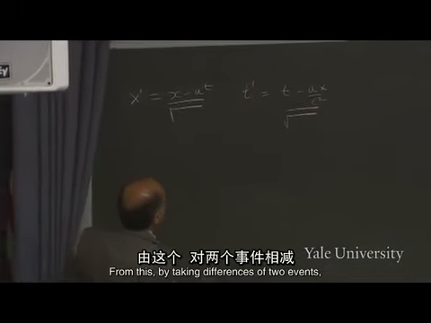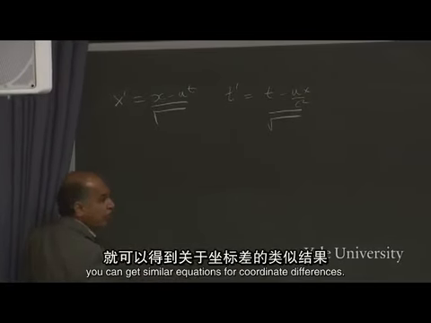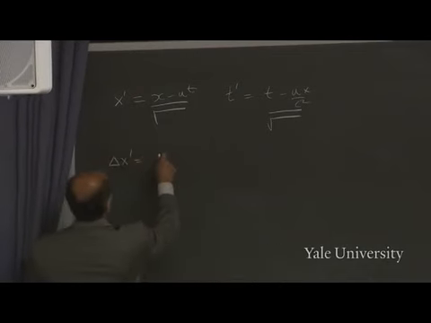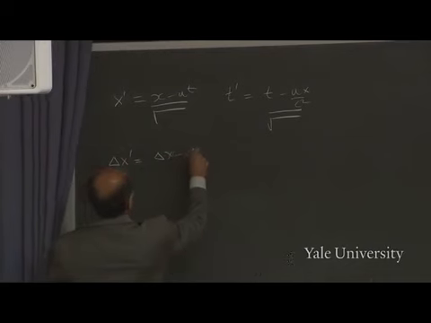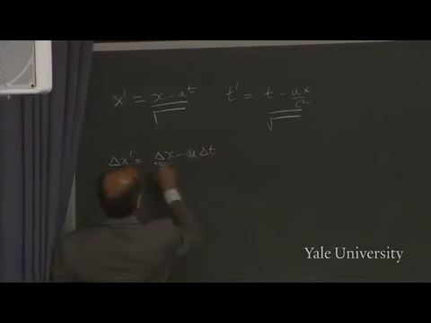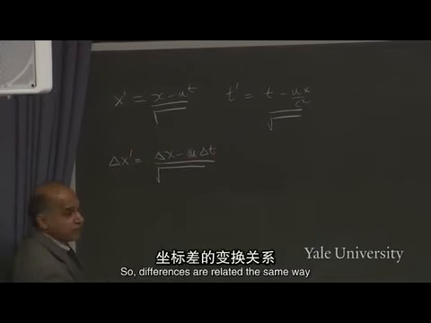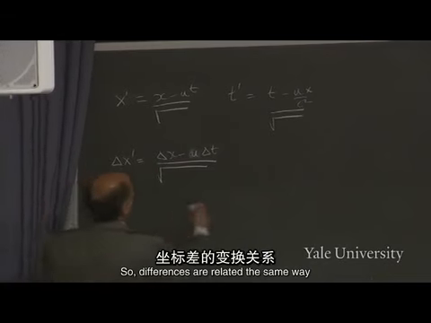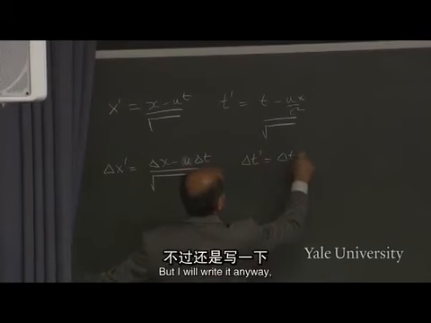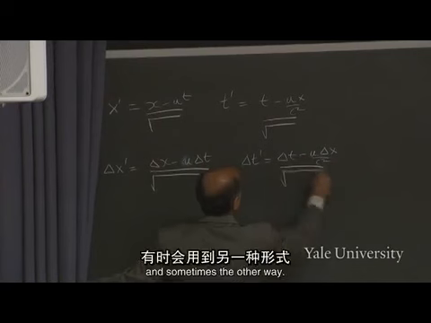From this, by taking differences of two events, we can get similar equations for coordinate differences. In other words, if two events are separated in space by delta x for one person and delta x prime for another person, and likewise in time, then you get similar formulas for differences. So differences are related the same way that coordinates themselves are. But I will write it anyway, because I will use it sometimes one way and sometimes the other way.